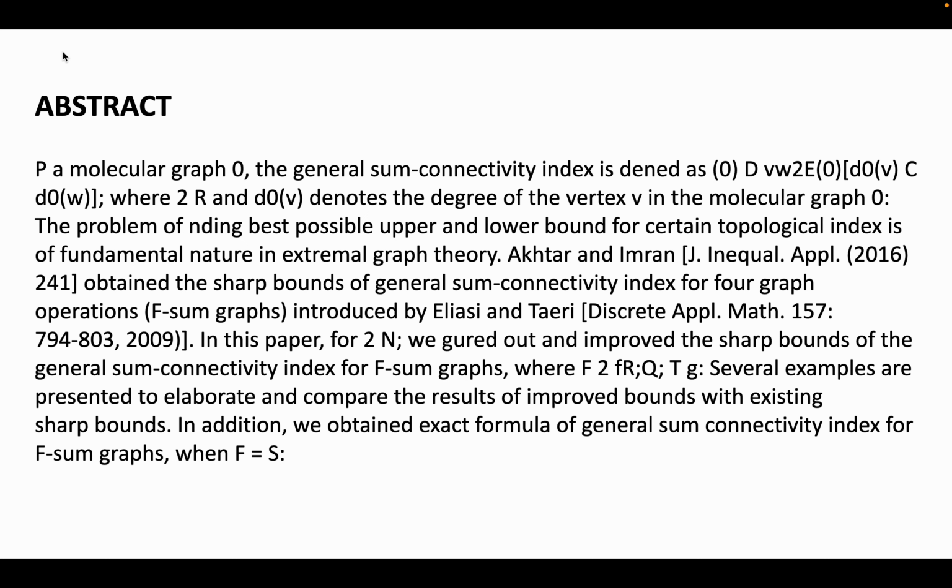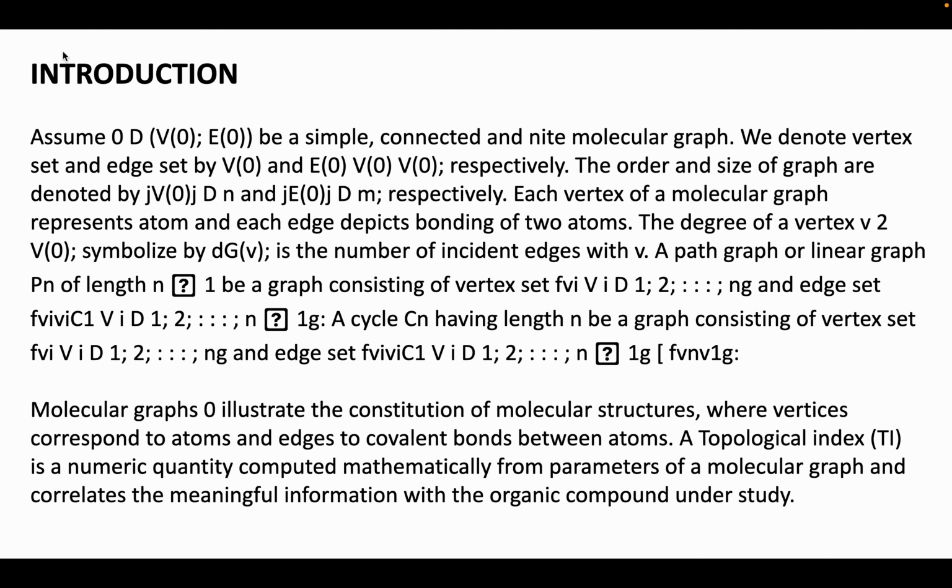In this paper, we obtained improved sharp bounds of the general sum connectivity index for F-sum graphs. Several examples are presented to elaborate and compare the results of the improved bounds with existing sharp bounds. In addition, we obtained the exact formula of the general sum connectivity index for F-sum graphs, where F is equal to S. Introduction.